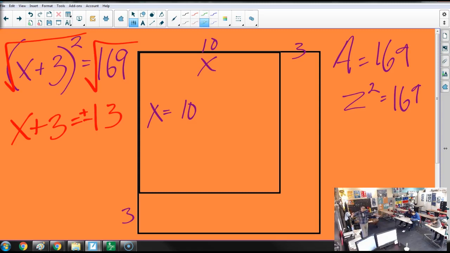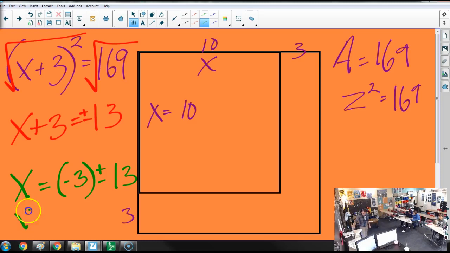In this scenario, yes, agreed. So we get negative 3 plus or minus 13. Now, in this scenario, the negative 13 wouldn't make any sense, or the minus 13, if we're going to say it like that. So we can rule that out. But if we were talking technically, we have 2 answers. It's negative 16 or 10.